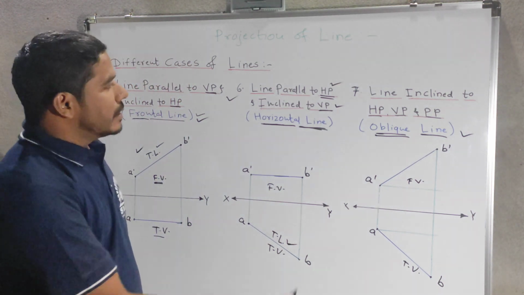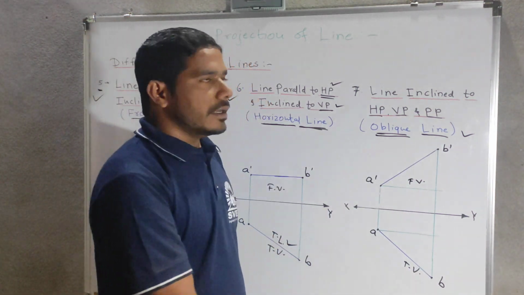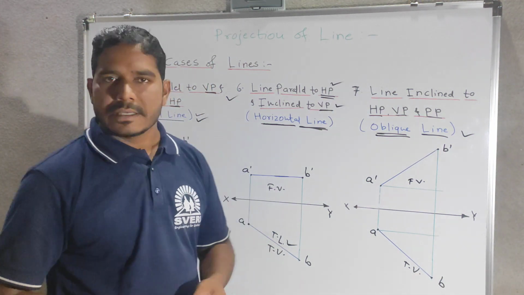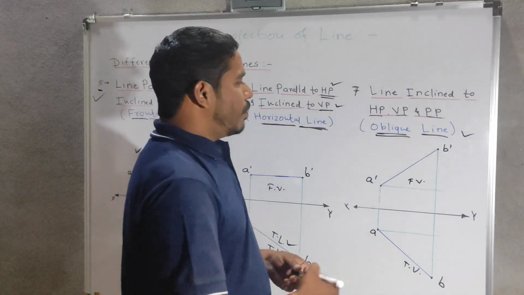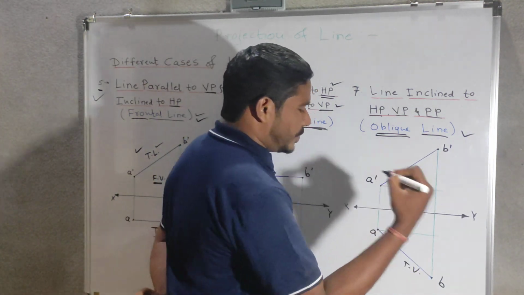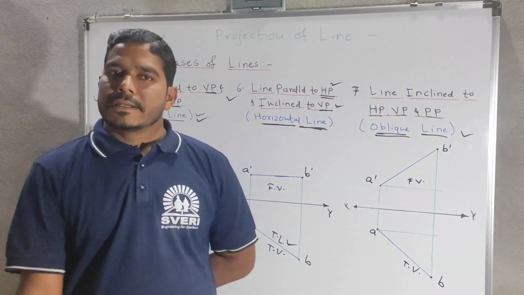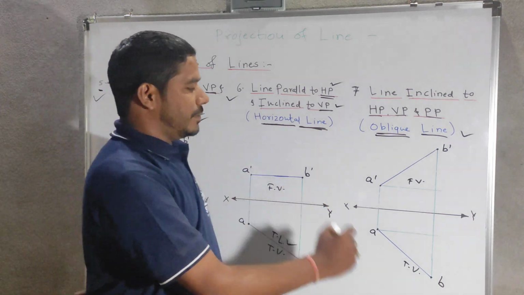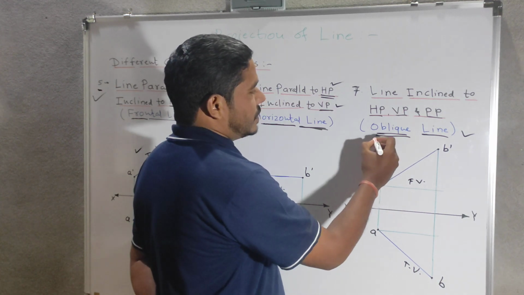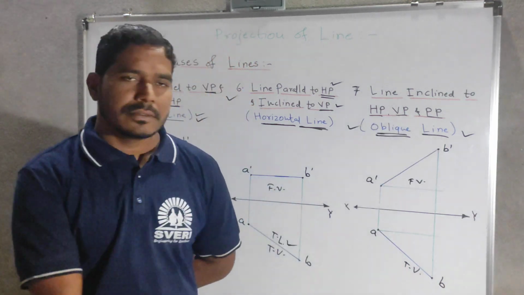The last case we saw was the oblique line, the line which is inclined to all the planes: HP, VP, and the PP. Both the front view and the top view show the apparent length of the line AB. So this is about the oblique line.